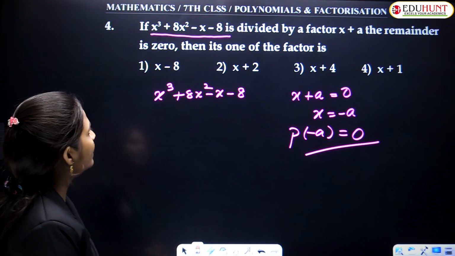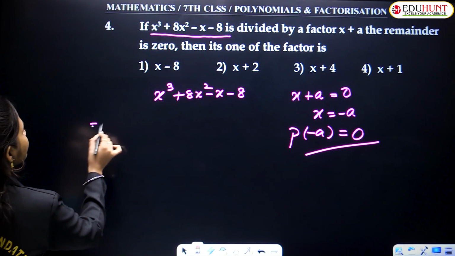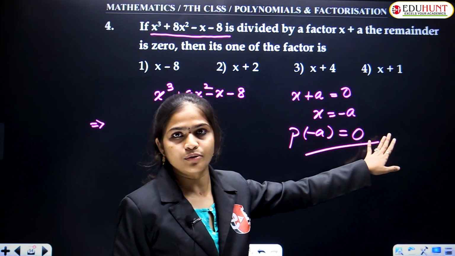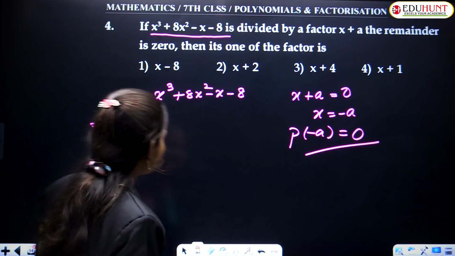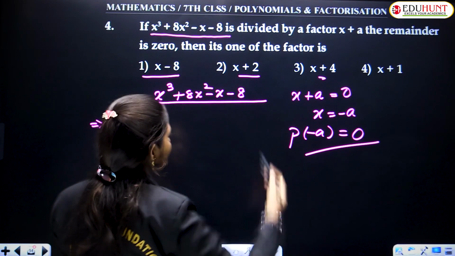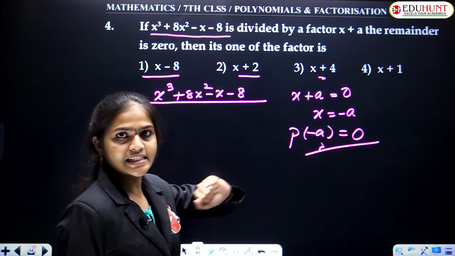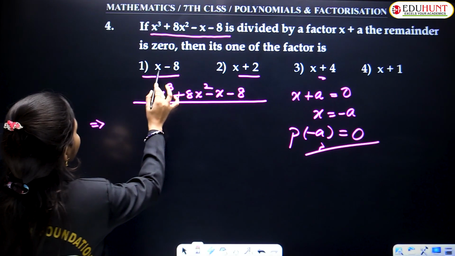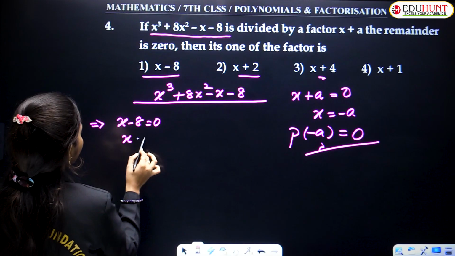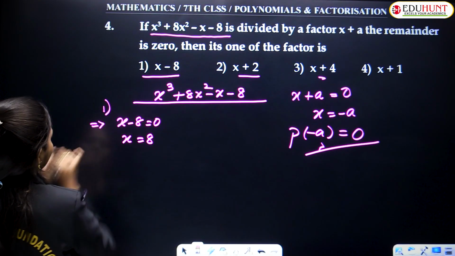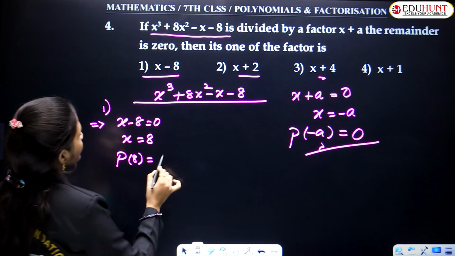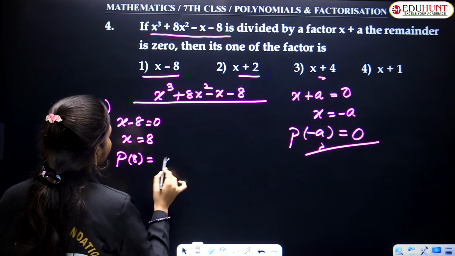So, what do we have to find out here? Here they have given that the remainder is 0. They have given a condition, so that is why we have to go through the options. Which value satisfies the given condition? So, let us see here x minus 8. x minus 8 means here x is equal to 8. Option 1. So, p of 8, we first need to find out. So, just substitute 8 here.